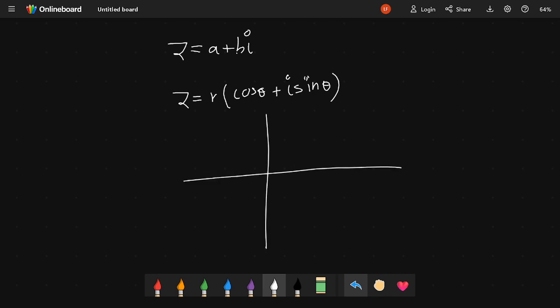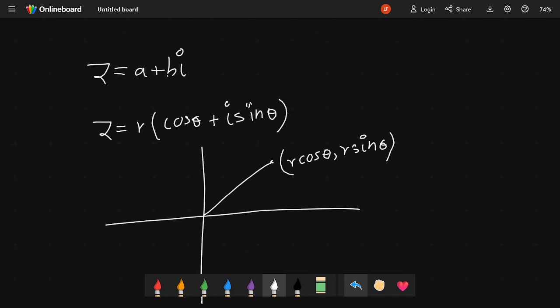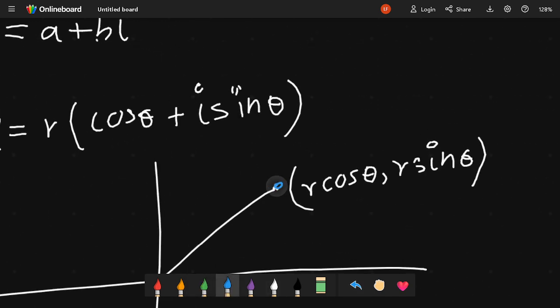If we graph this out in trig functions, you're going to learn that the x coordinate is cosine of theta and the y coordinate is sine of theta. In polar coordinates, this is going to be r cosine of theta and r sine of theta in a real axis. So in a real axis, this is what the polar coordinates of a point would be.